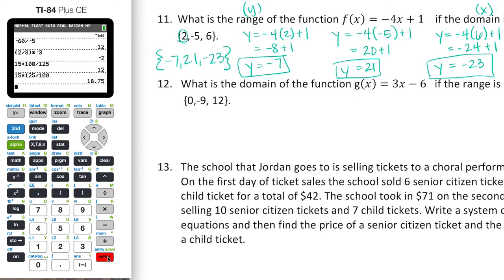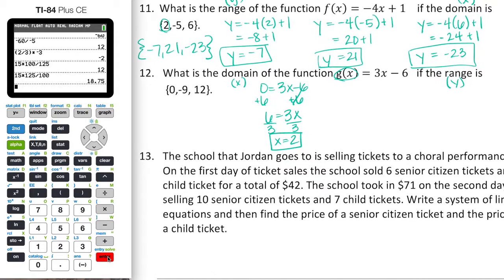All right, next. It's asking what is the domain, what is our x value, if the range is these values. So now we have to plug in for our y values. So our function is 3x minus 6, and we're going to plug in different numbers for this g of x. So we're going to have 0 equals 3x minus 6. So to get x by itself, we're going to add 6 to both sides. 6 equals 3x, divide by 3, and x equals 2.